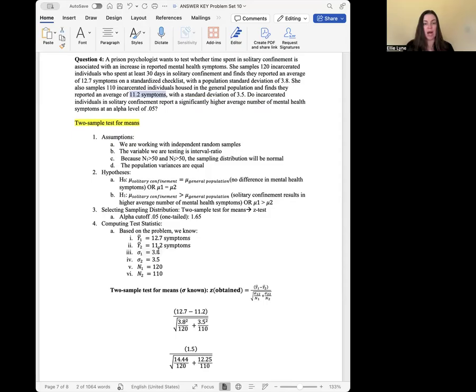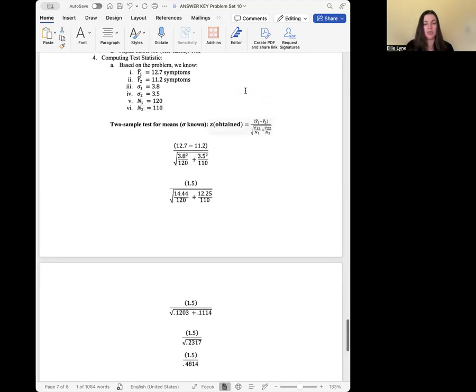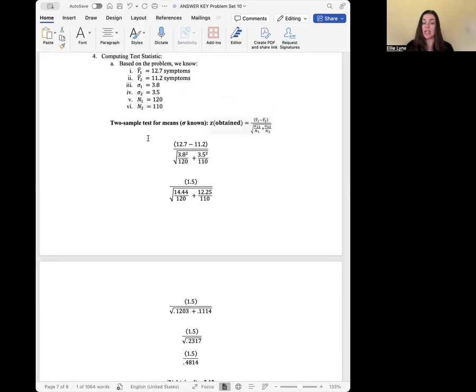We have the population standard deviation of group 1 is 3.8. The population standard deviation for group number 2 is 3.5. And lastly, just the sample sizes for each respective group. I have 120 individuals in group 1 and 110 in group number 2. Here is my base formula for a 2-sample test for means in which the standard deviation is known. Had we not known these, and that's beyond the scope of this class, the formula would look different. But again, I'm giving you that information for this. So here is our base formula.